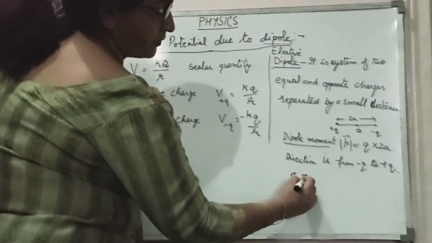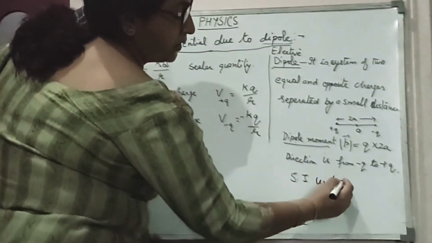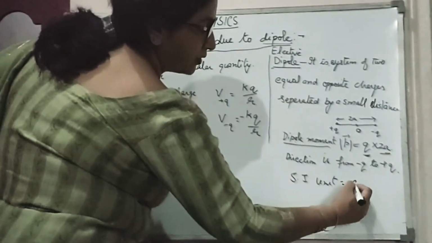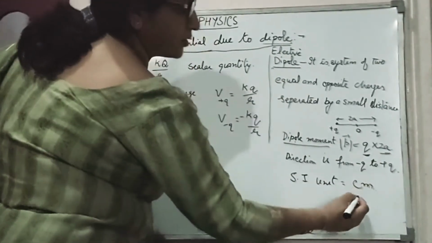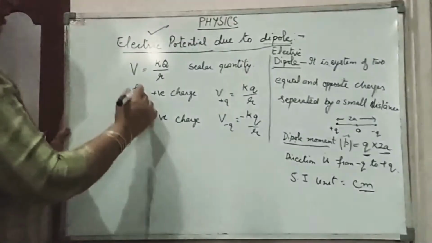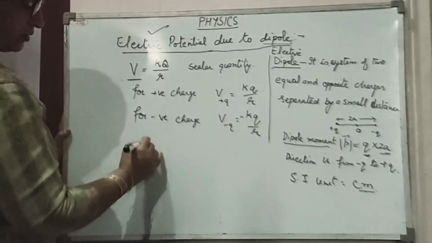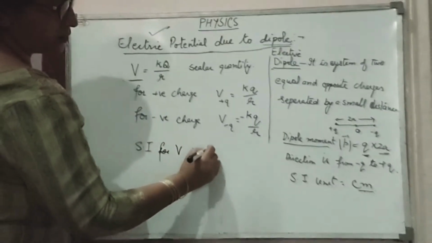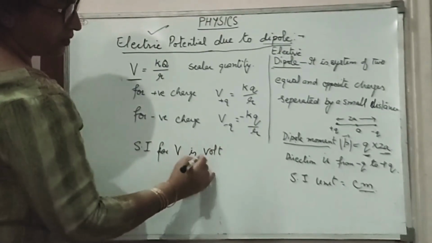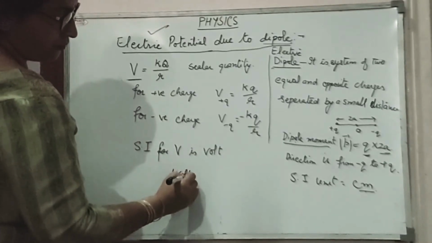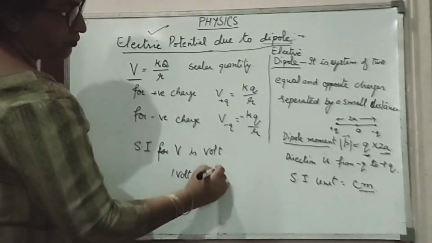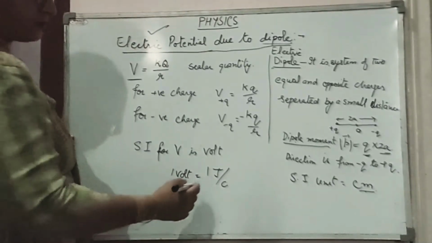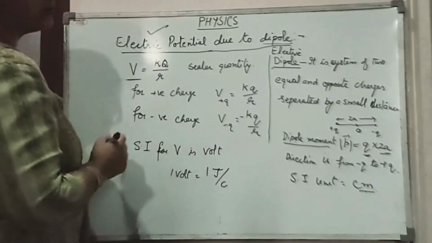And SI unit for dipole moment, because it is the product of charge and distance, is coulomb meter. For potential, the SI unit is volt, and 1 volt is equal to 1 joule per coulomb, because it is work done to move unit positive test charge.